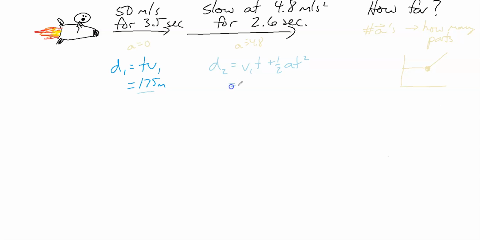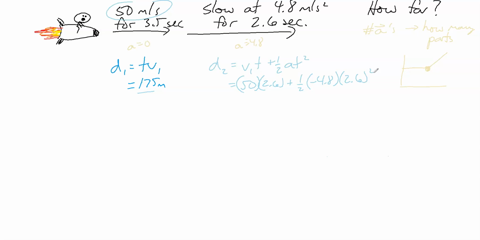Okay, so my V1 is 50, starting at 50 meters per second during the part. That's the 50 from the beginning. It's going 50 meters per second. Now, which time do I use? Well, I only want the time for the second part. The 3.5 seconds has nothing to do with this. I'm going to use the 2.6. Keep the parts separate. So I got my plus 1/2. My acceleration is 4.8, but since he's slowing down, it's going to be negative 4.8. And then my time again is the 2.6 squared.